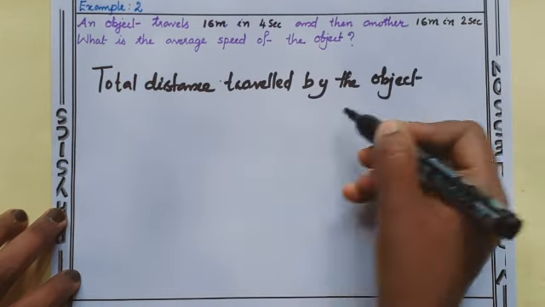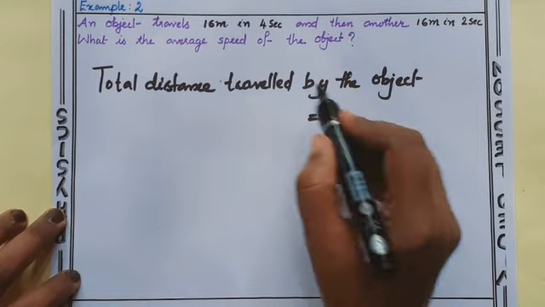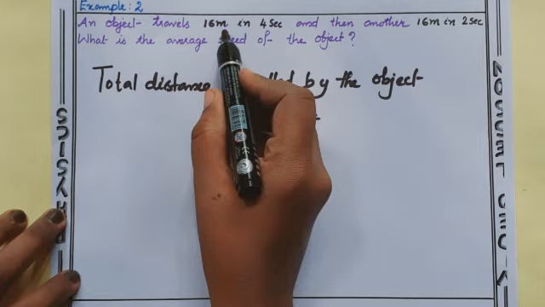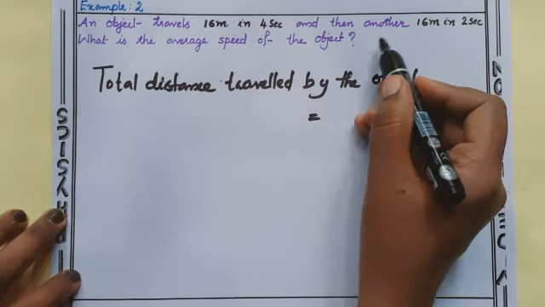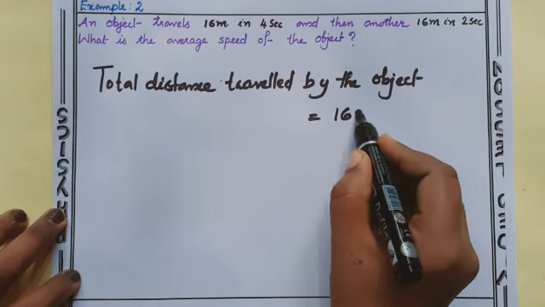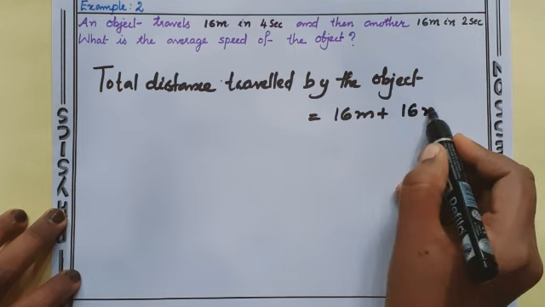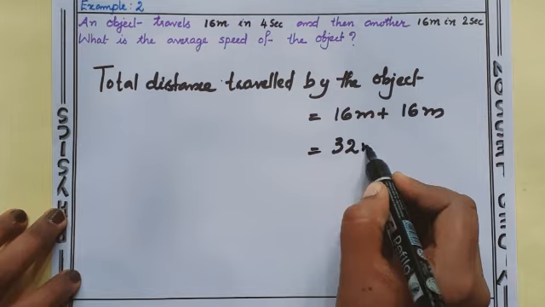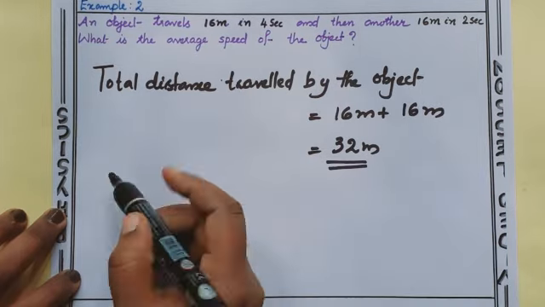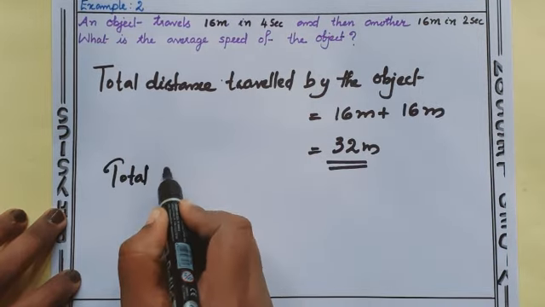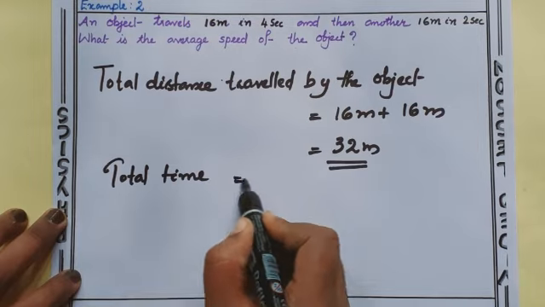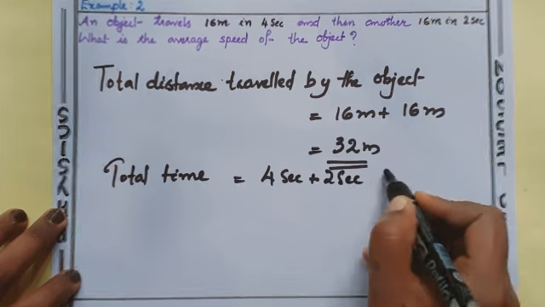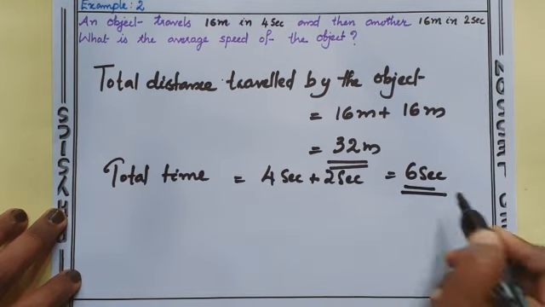What is the total distance? First it travels 16 meter. This is in the unit of meter, distance. Here also distance, another 16 meter. So 16 meter plus 16 meter is equal to how many meter? Yes, 32 meter. That is the total distance. And total time? Total time is equal to 4 seconds plus 2 seconds. Then we get 6 seconds as the total time.